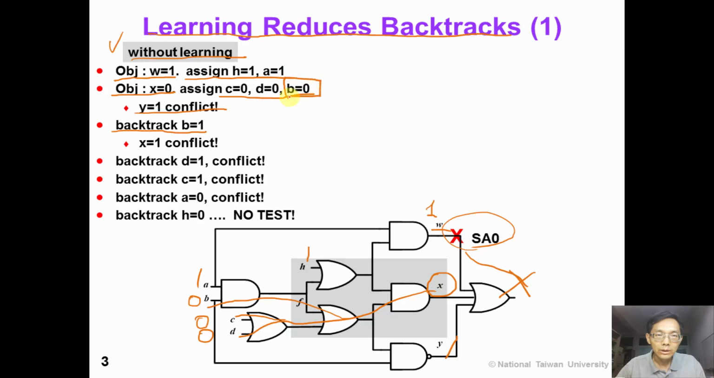Suppose our last decision was B equal to 0. So we would flip the value of B. But again, this would be a mistake because X would be flipped to 1 and we would block the propagation. So this is also a conflict. And then we will flip D and we flip C. Those are not going to generate any pattern. And we flip A, and then we flip H. Eventually, we will find no test for this fault. As you can see, we have to backtrack many times before we can find that this fault is actually untestable.